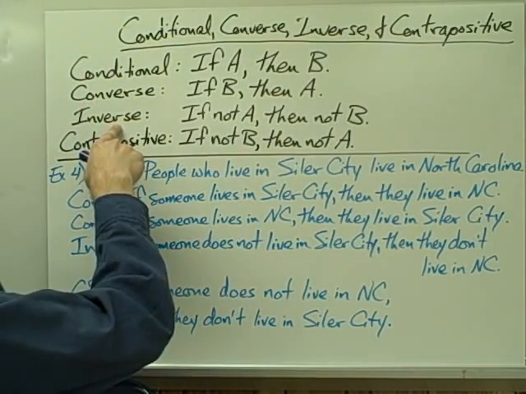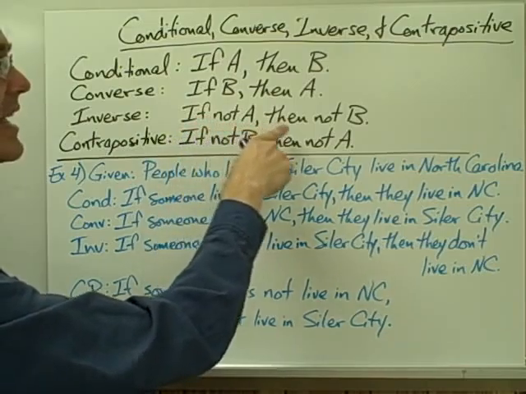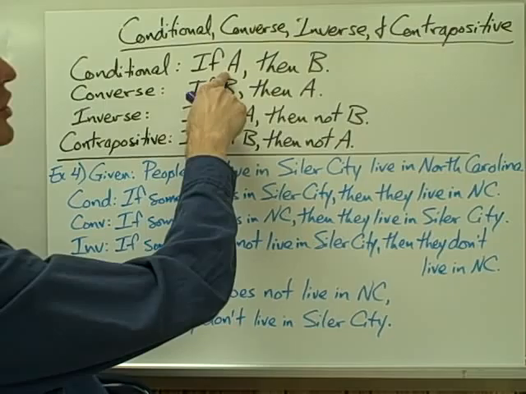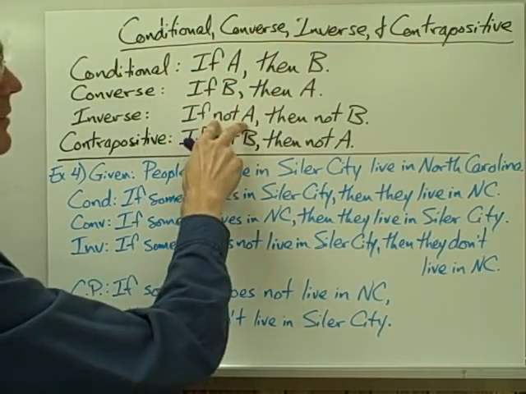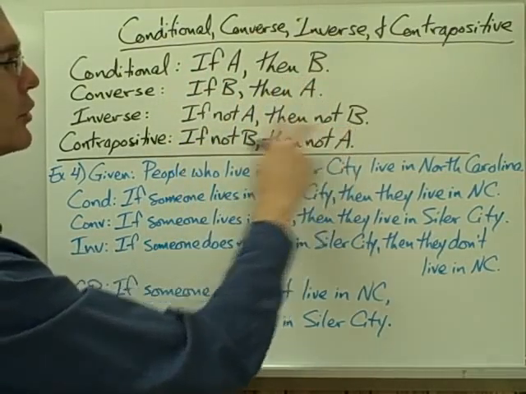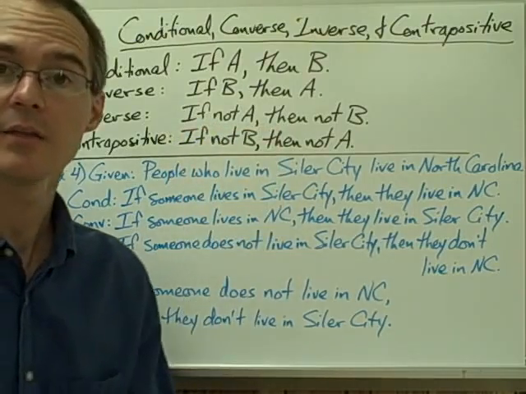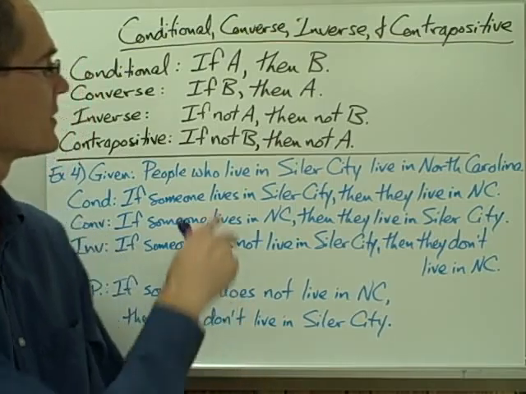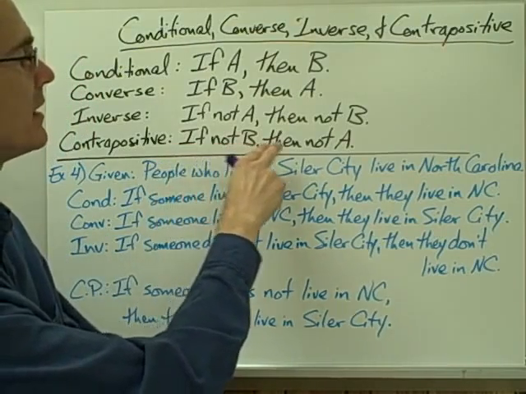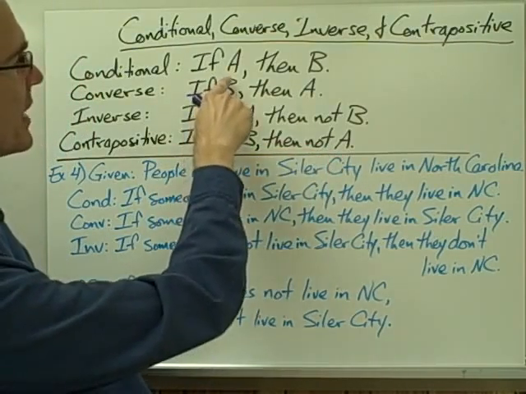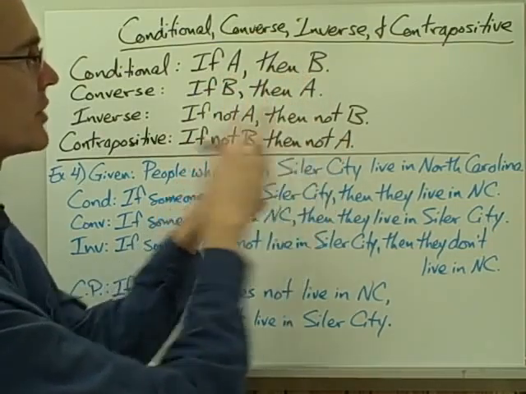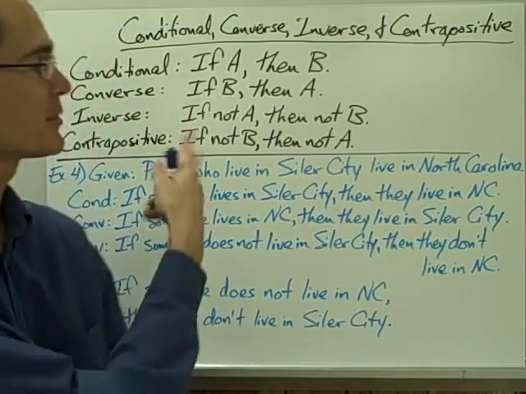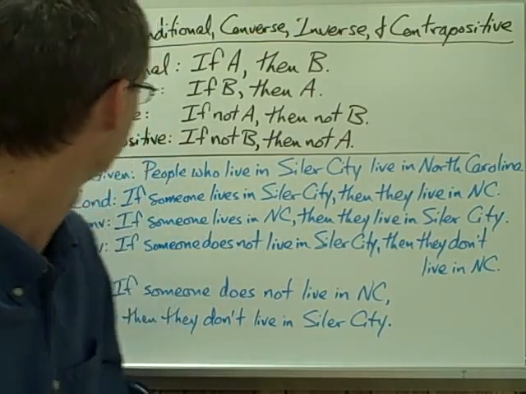The inverse would read if not A, then not B. In other words, we take what we call the negation of the hypothesis and the negation of the conclusion and write if not A, then not B. The contrapositive is a form of a statement that reads if not B, then not A. So you see we take the negation of A and B and just swap them. Let's take a look at some examples of this using actual statements.